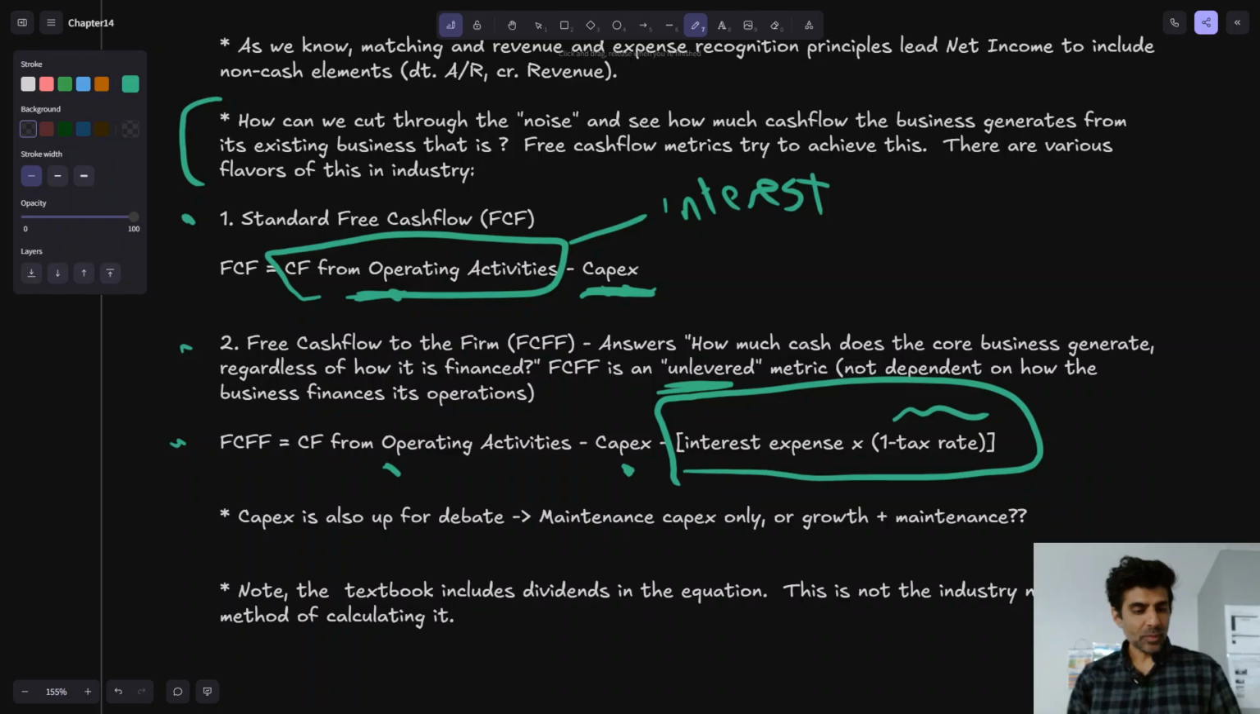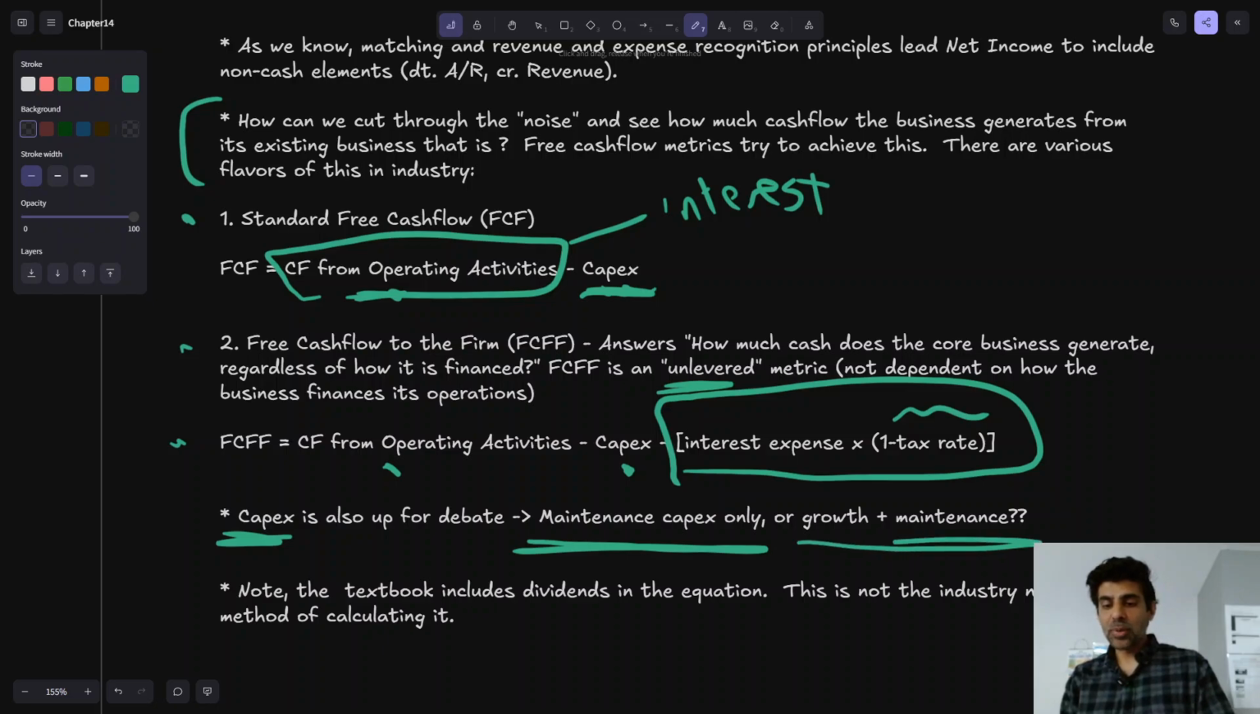Again, capex is debatable. Is it maintenance capex only, or is it growth plus maintenance? This is a decision that you as a business analyst will make. What is the capex number I should use in my analysis? Now, how do you get just maintenance capex?